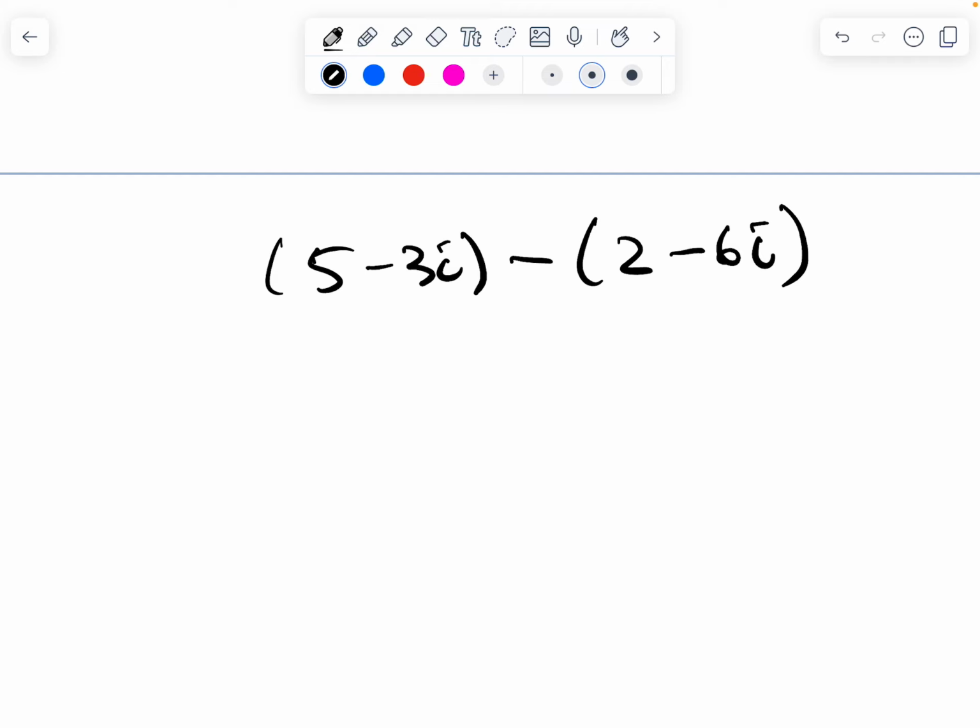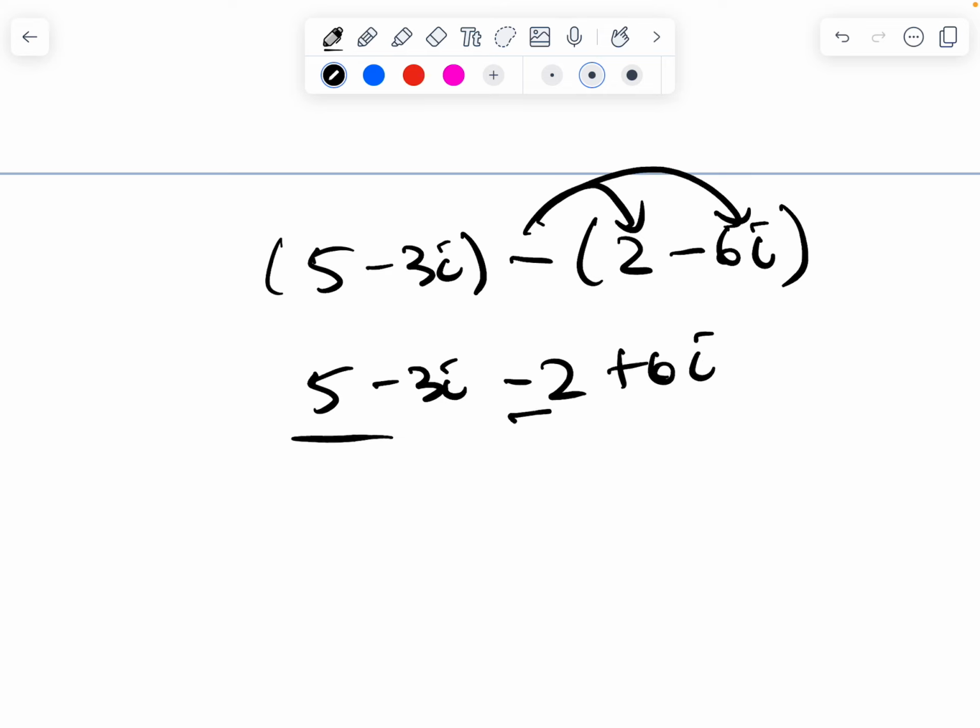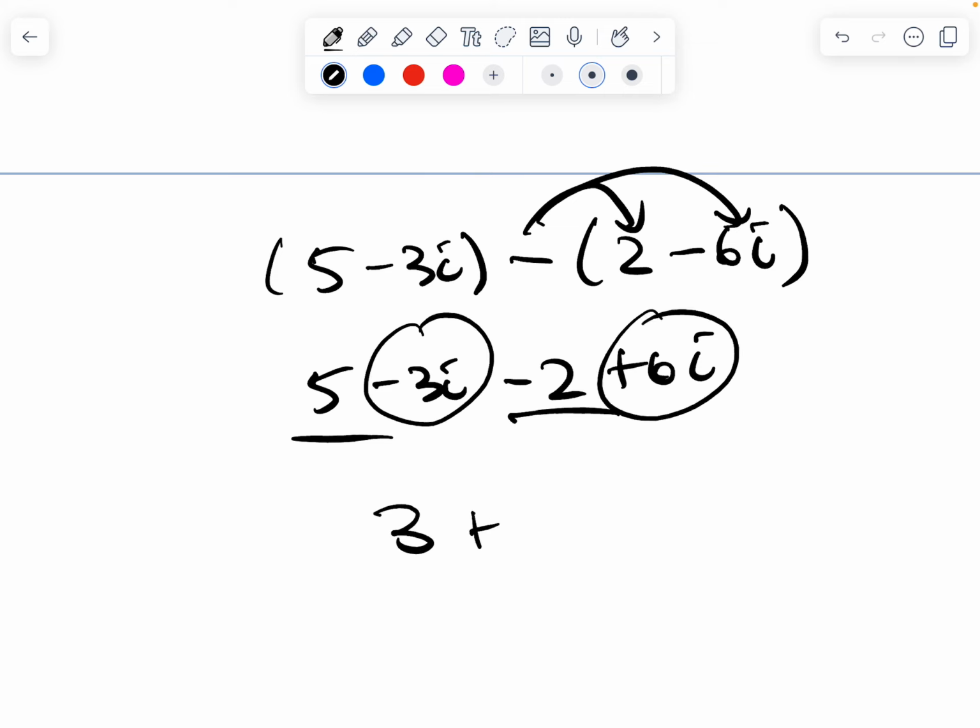Okay, so that's going to become 5 minus 3i. The negative hits both of those, minus 2 plus 6i. And now 5 and -2, those are like terms. -3i, positive 6i become 3i. So your answer is 3 plus 3i. Okay, that's it for this one.